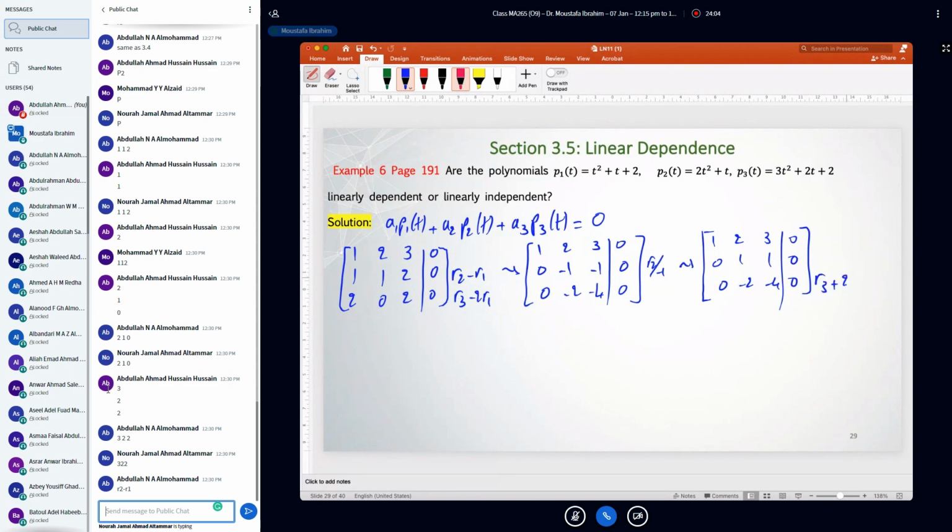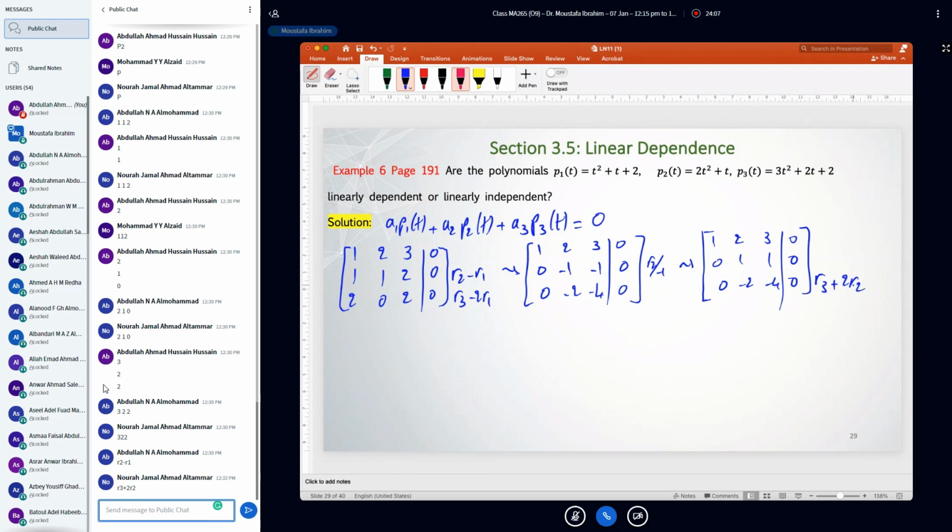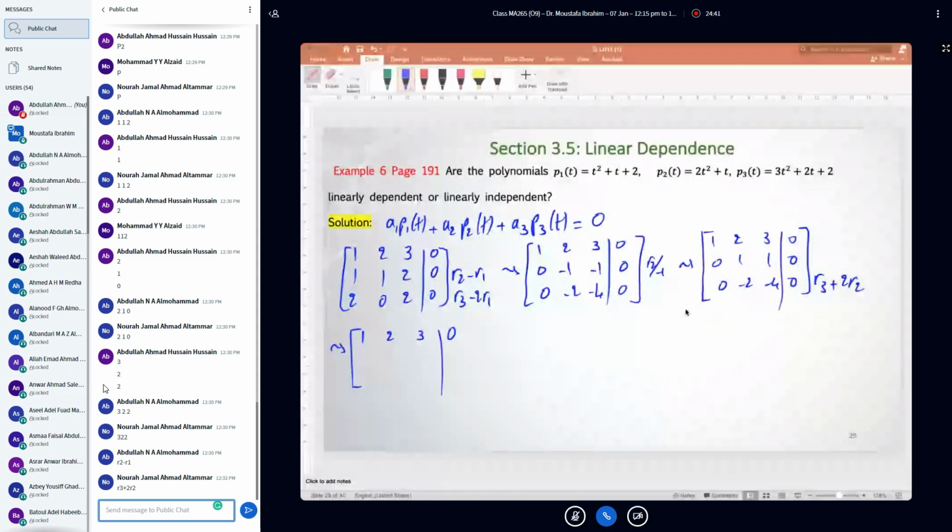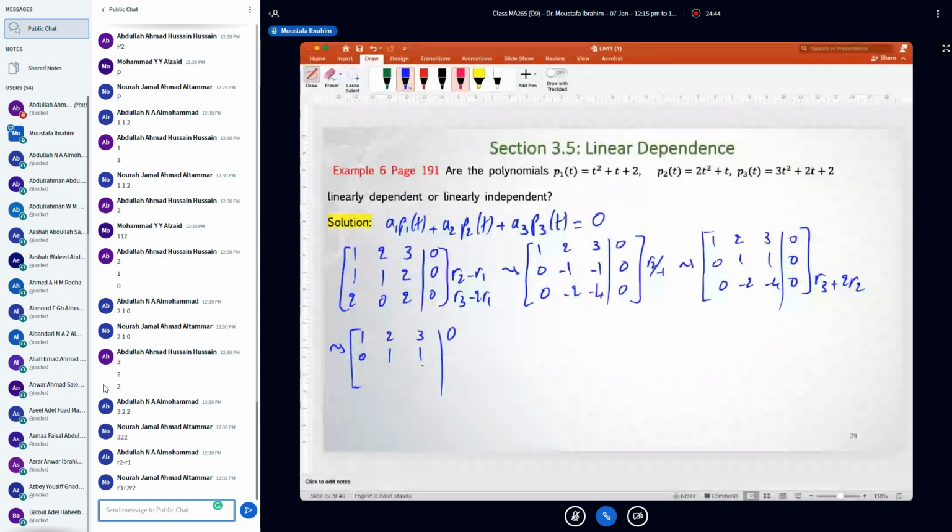R3 plus 2 R2, correct? Very good, Nora. So we get, you see, this one is from chapter 2. You see, REF, what I taught you in the beginning, was very important, always very important. Now here, 1, 2, 3, 0. 0, 1, 1, and all zeros.